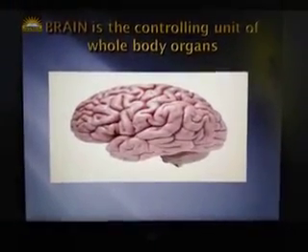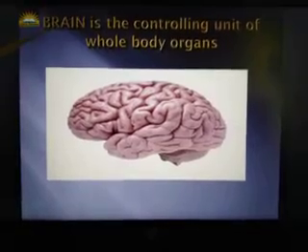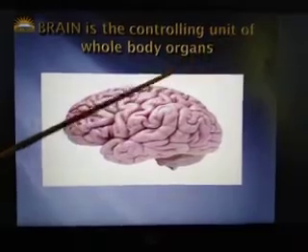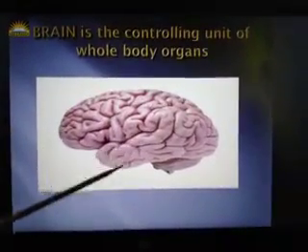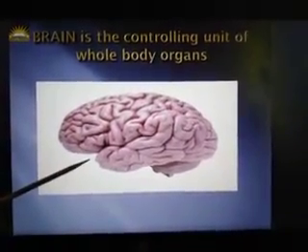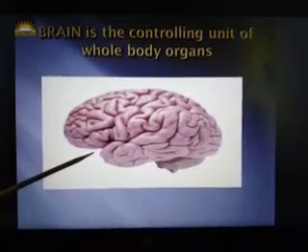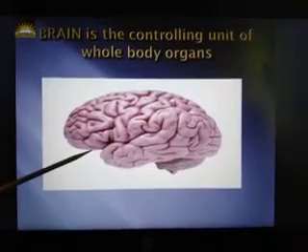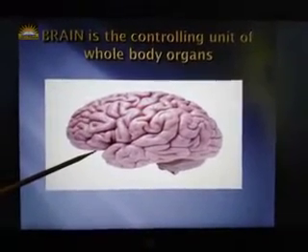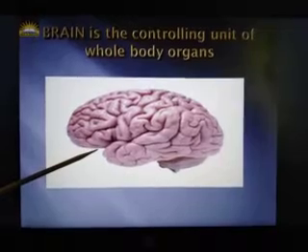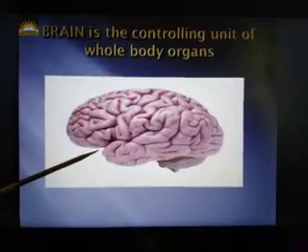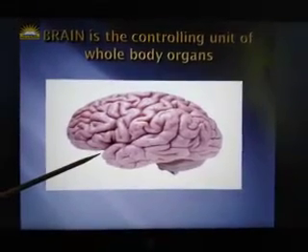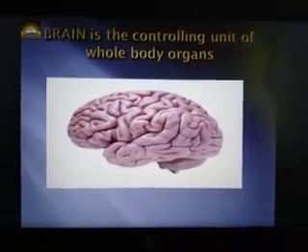First, we will study about the brain. Brain is the controlling unit of the whole body organs. Here you can see the diagram of a brain. This is a picture of brain. A human brain looks like this. Later on, after the introduction of all the systems, we will discuss some basic details of the human brain. Now we are moving towards the next human system.